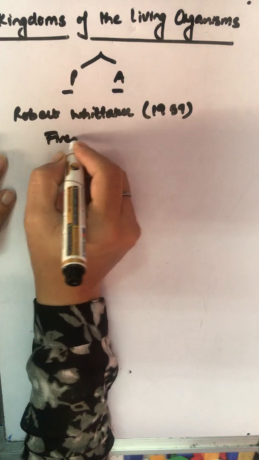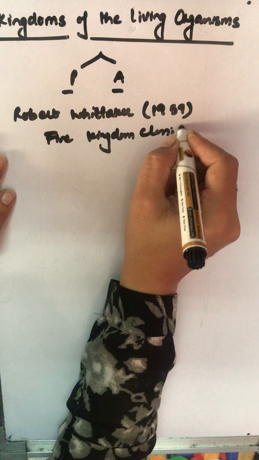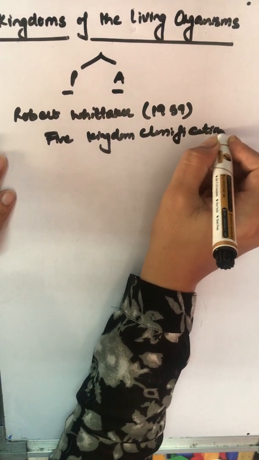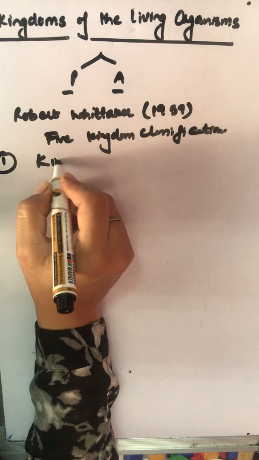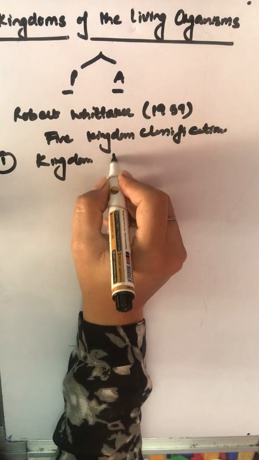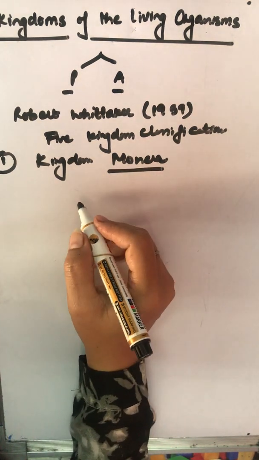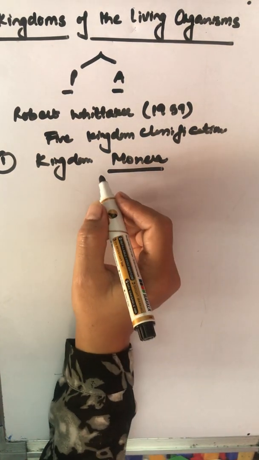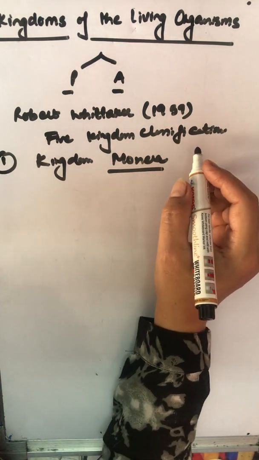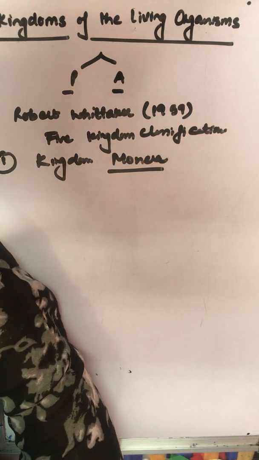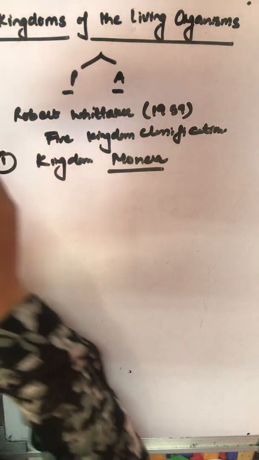He gave us the five kingdom classification of organisms, according to which we first say it's the kingdom Monera. Kingdom Monera, which includes all the prokaryotes, prokaryotic bacteria, cyanobacteria, actinomycetes, archaebacteria. So these are kingdom Monera.